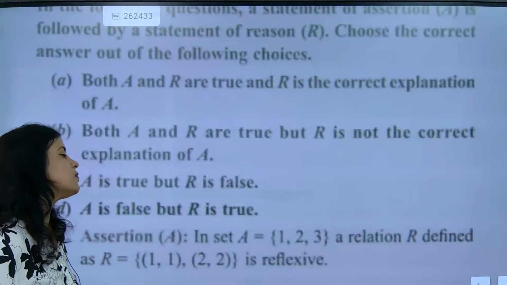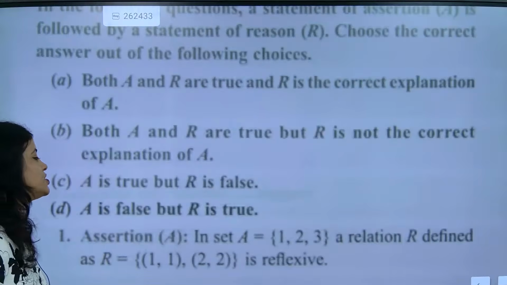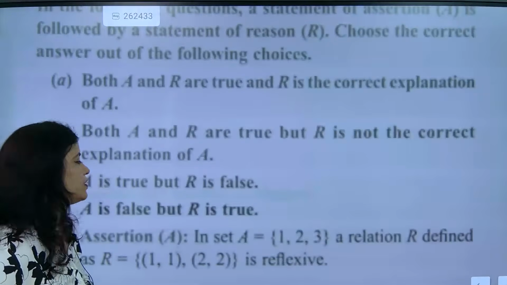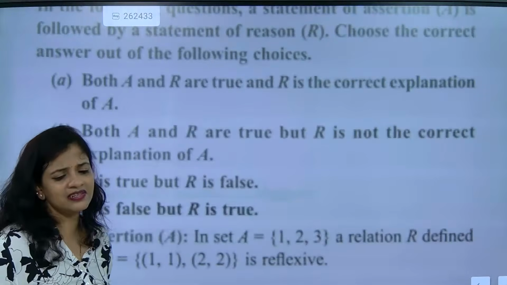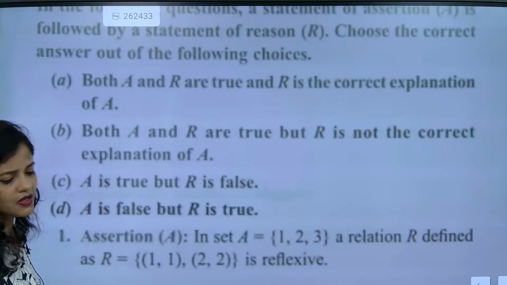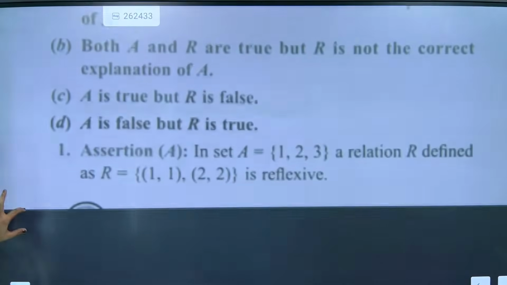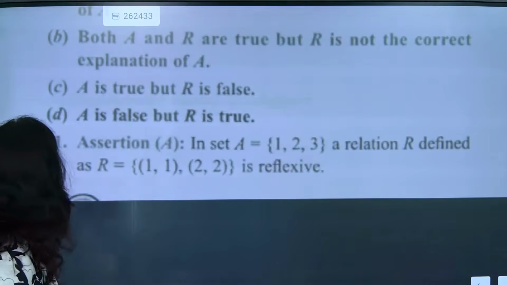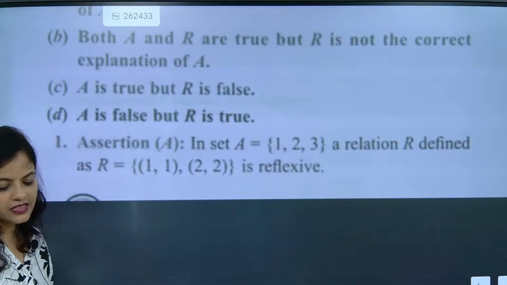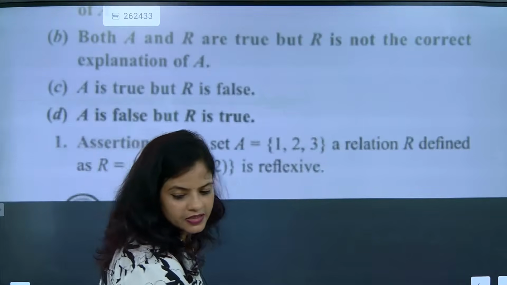A set A is equal to {1, 2, 3}. A relation R defined as R is equal to {(1, 1), (2, 2)} is reflexive. Is it? Do you think it is going to be reflexive? Come on, think nicely. Its last part is missing. I'll write the second part of it. Wait, I write the second part of it.